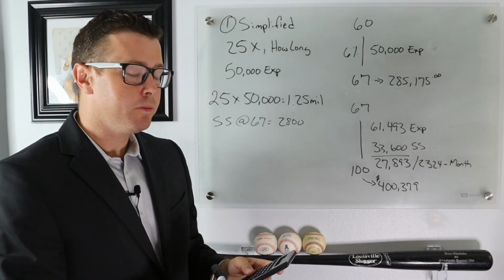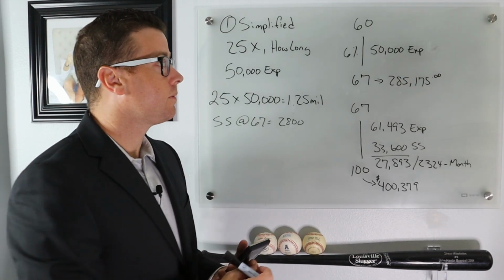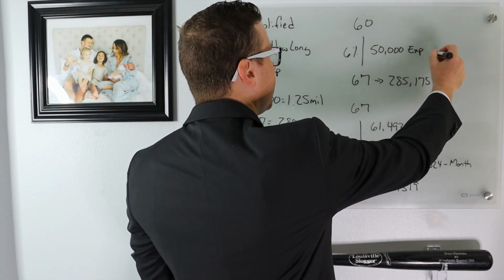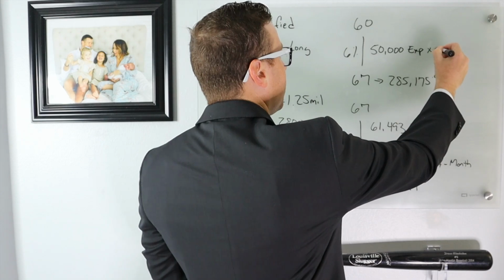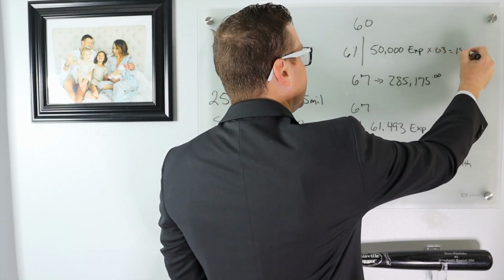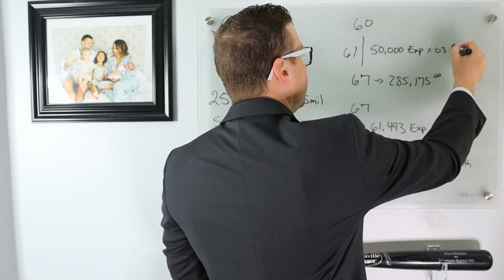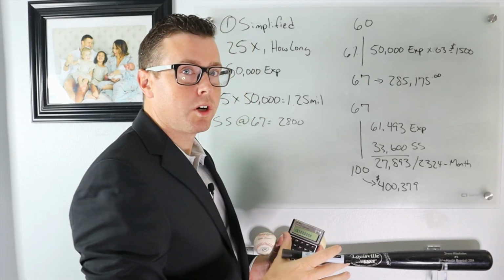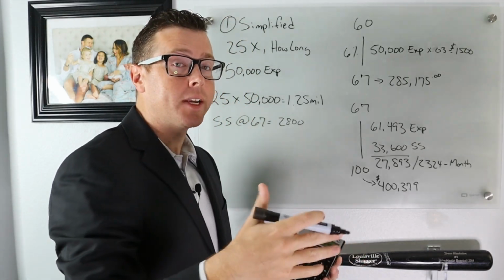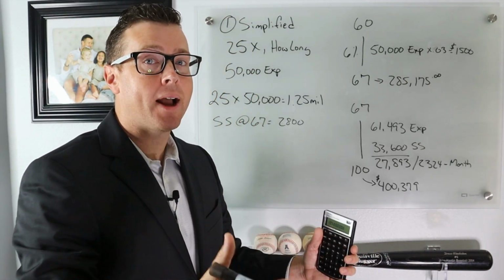So we're going to take that $1,500 and multiply that by 7, that's 10,500. So we're going to say 50,000 times 0.03, that's $1,500. That's our inflation for each year. Now, keep in mind, inflation is a compound number.